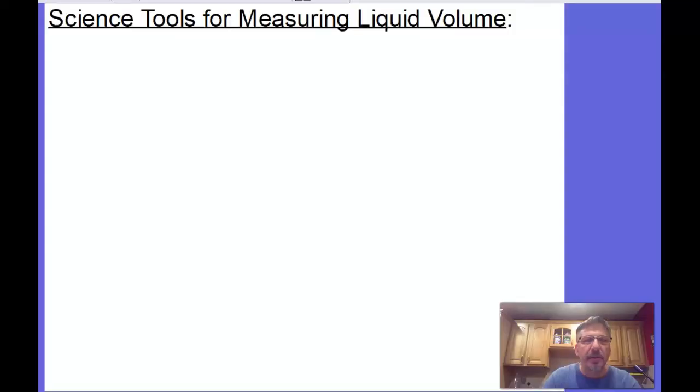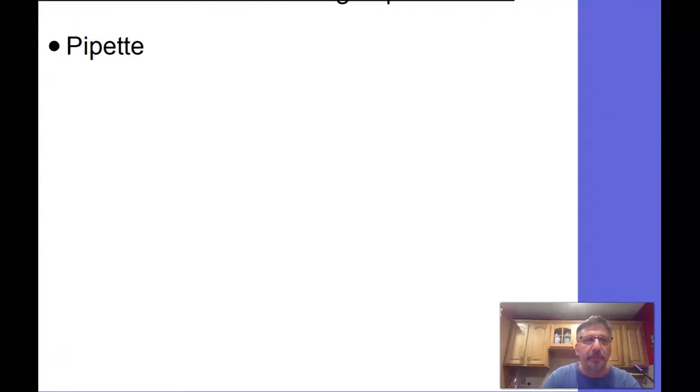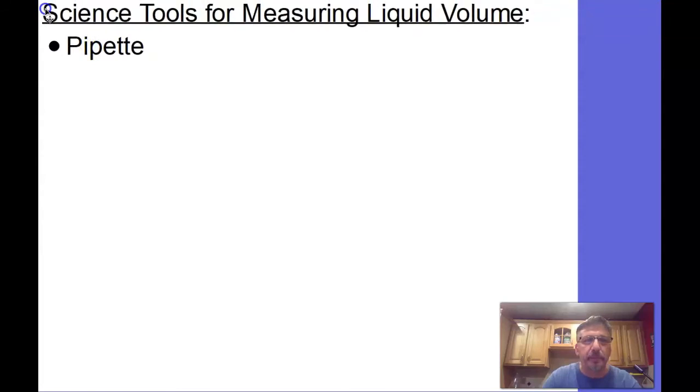Alright, so go back to your science journal and we're going to go ahead and fill in the science tools. The first one we talked about was a pipette. So go ahead and make a bullet and write the word pipette. And let's go ahead and draw a picture of a pipette. You see the really neat picture I drew. And a pipette's capacity is about 1 milliliter.